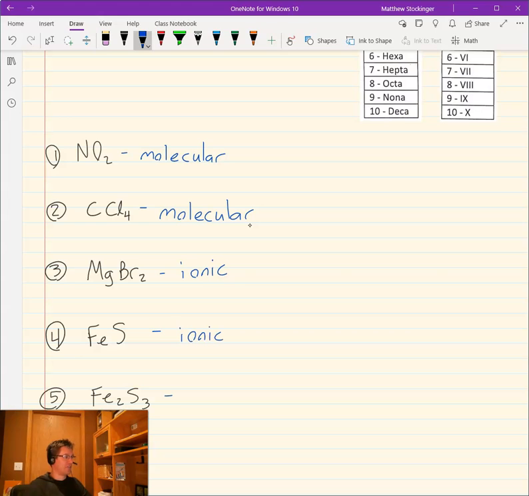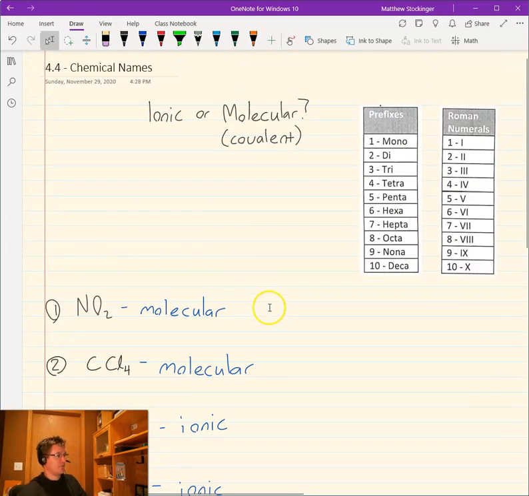And this one also starts with iron. The only difference between this one and the last one is the subscripts. Great, so now we know which ones are molecular and which ones are ionic. That's how you do that.